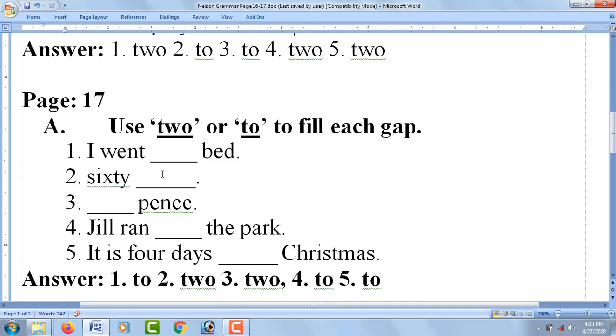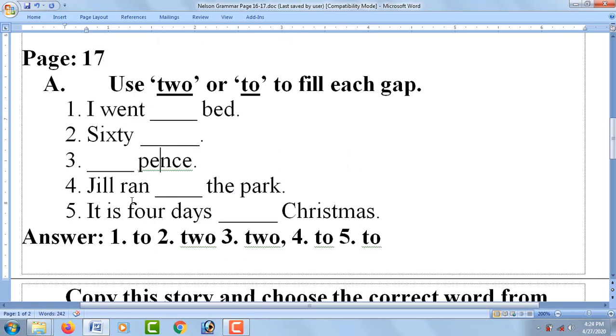On page 17, there is a sentence: I went to bed. That means I am going to bed, towards bed. It also indicates direction. Then, in this way, twenty-two, thirty-two, forty-two. Pence. Pence means the currency. So two pence, five pence, three pence.